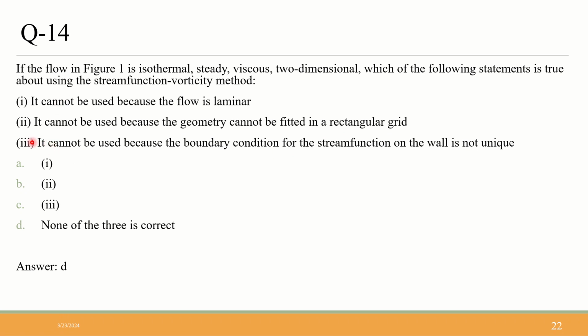Coming to the options, we have option A, 1. Which of the following statements is true is the question. So option A is false. Option B, 2, is again false. Option C, 3, is again false. Option D, none of the three, is the right answer. Option D is the right answer.